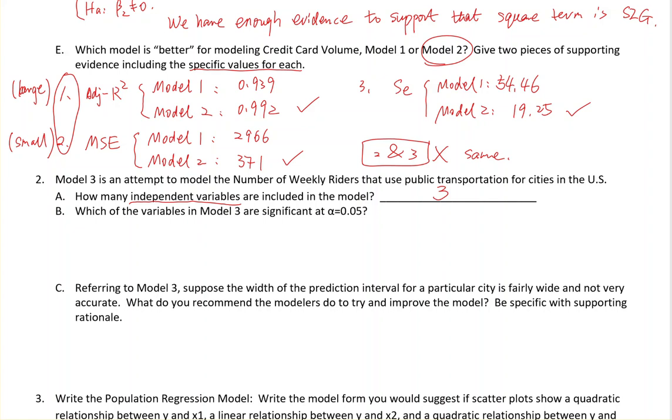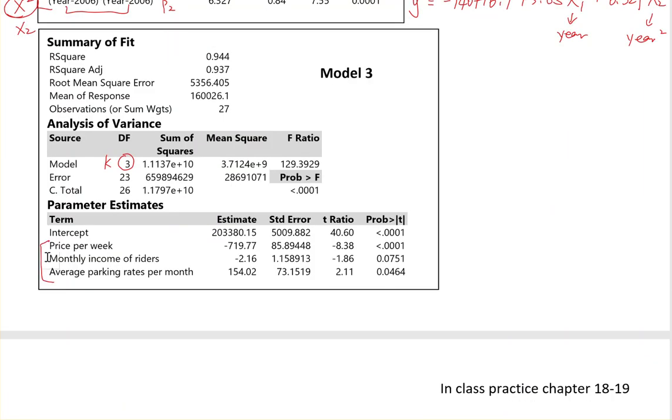All right, so number B, which of the variables in model 3 are significant at alpha equals 0.05? Okay, so in model 3 we have 3 variables, right? If it is significant, that means the p-value should be less than alpha, which is 0.05. So is the price per week variable significant? Yes, right? It is less than 0.05.